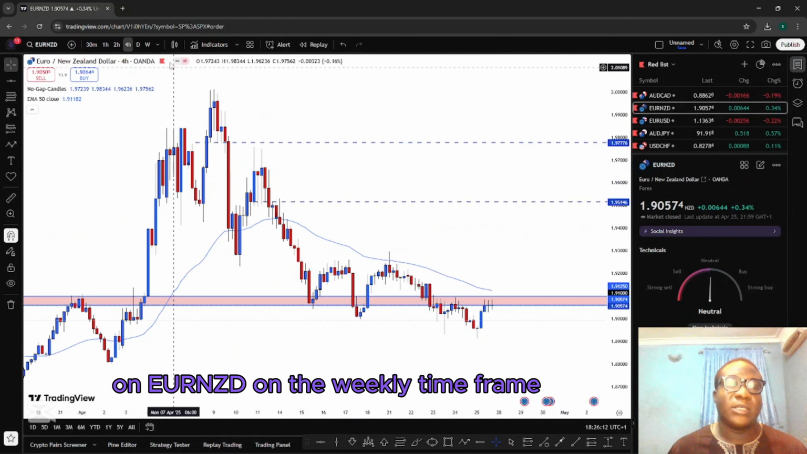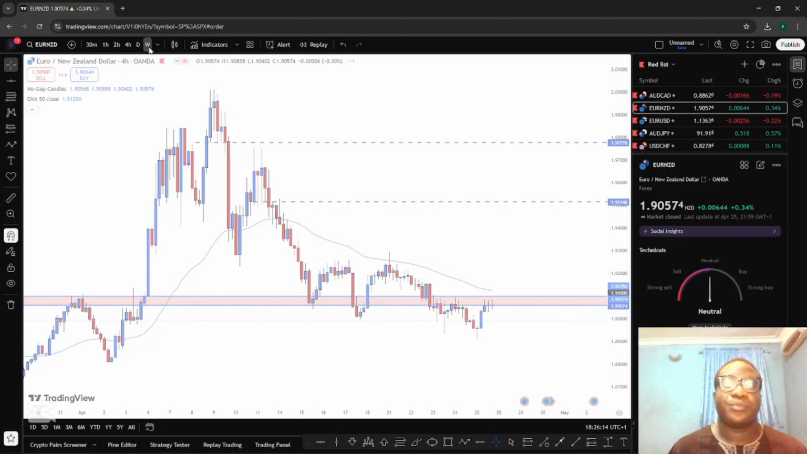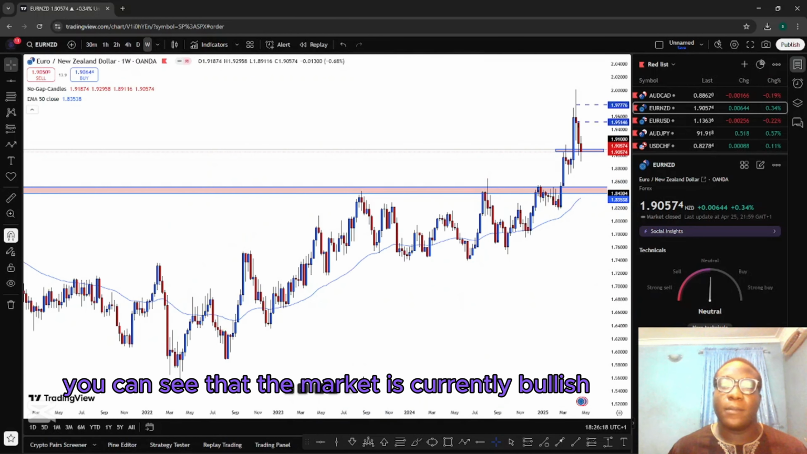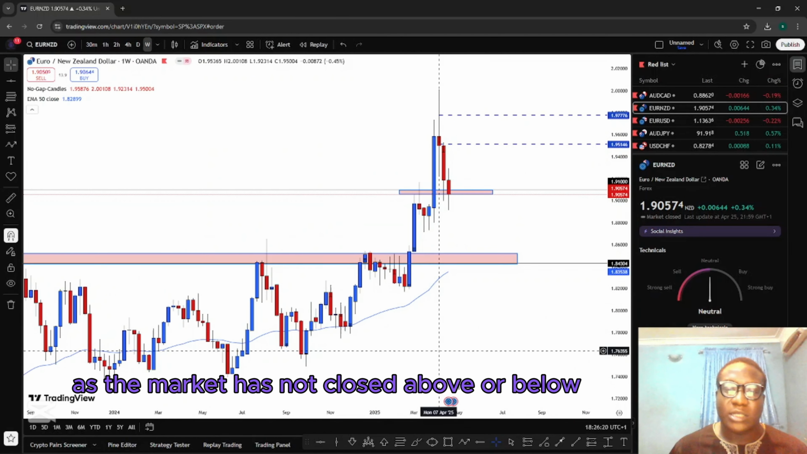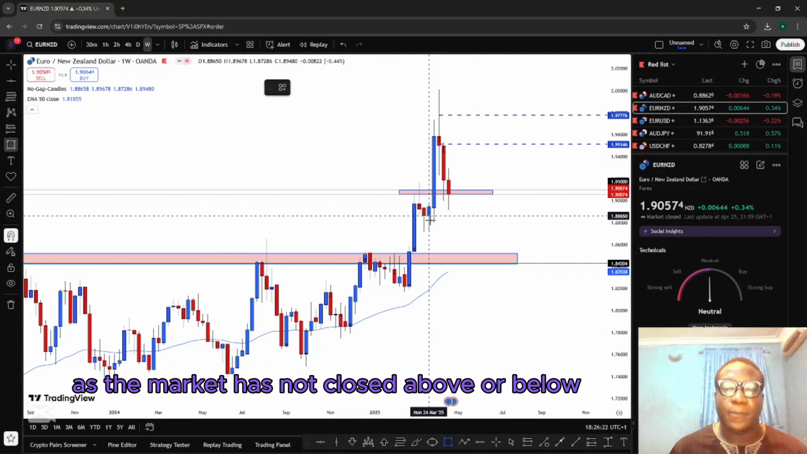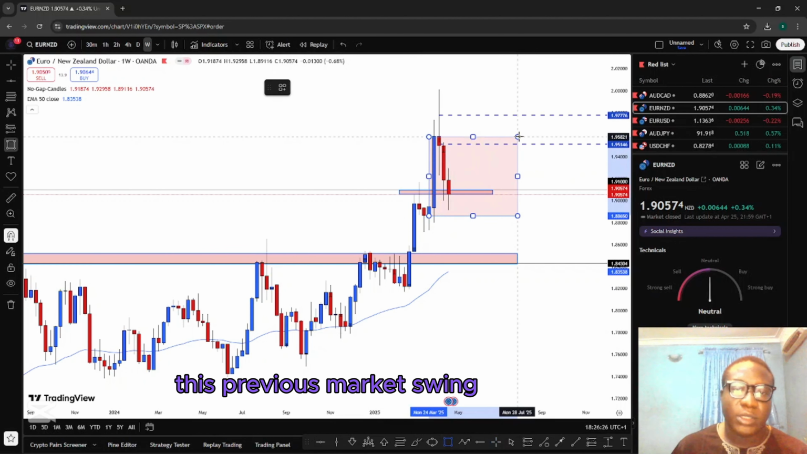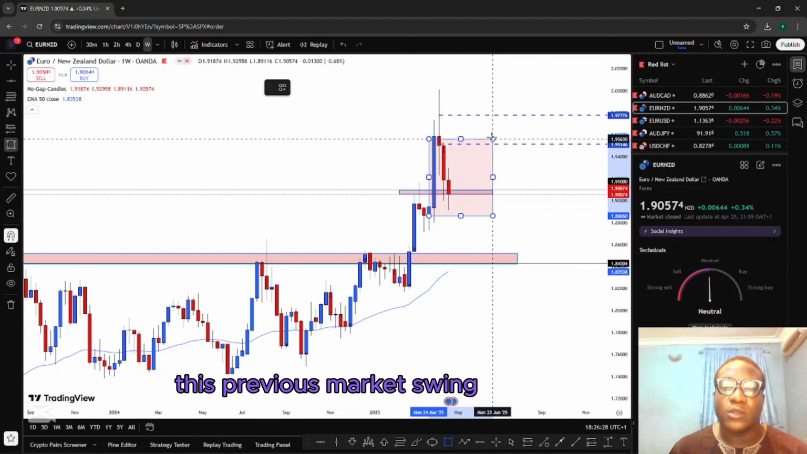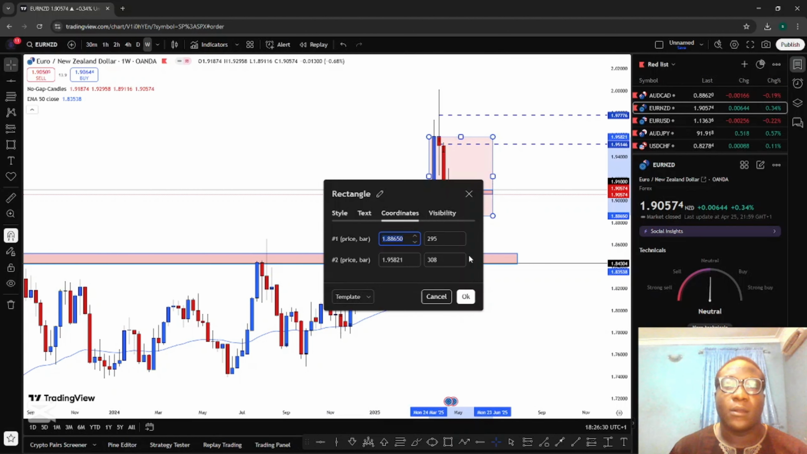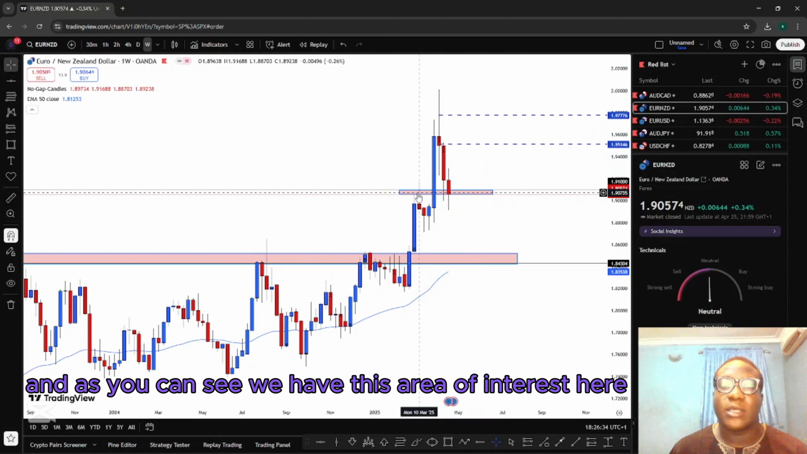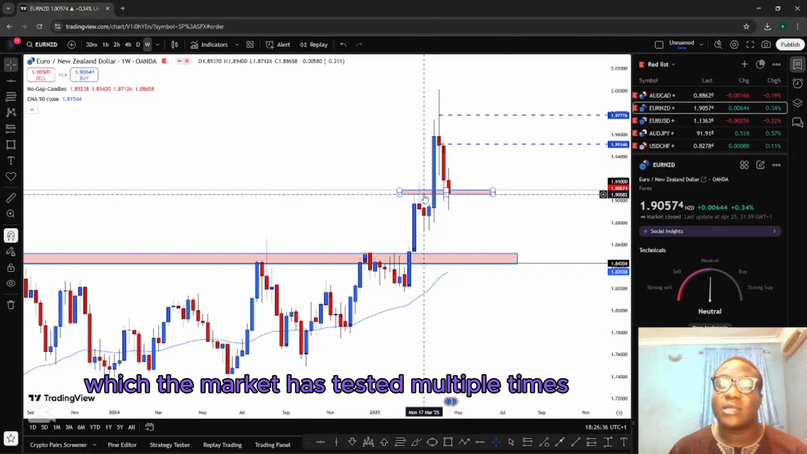On EUR/NZD, on the weekly time frame, you can see that the market is currently bullish as the market has not closed above or below this previous market swing. And as you can see, we have this area of interest here, which the market has tested multiple times.